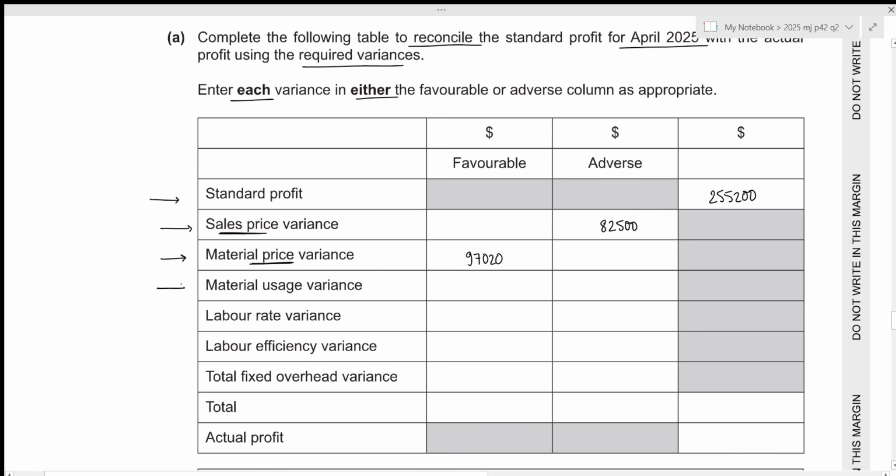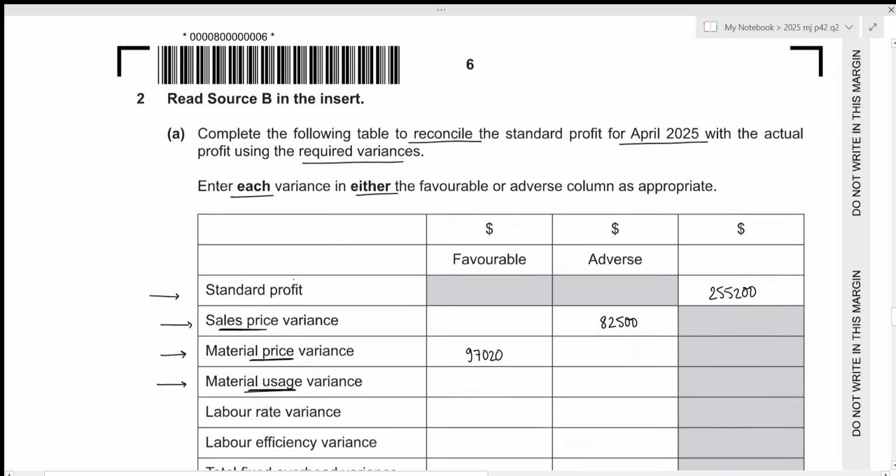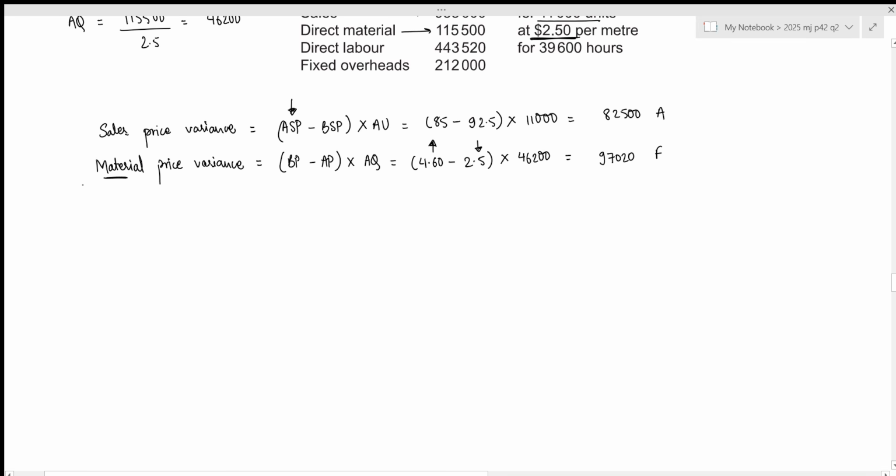Now we need to calculate the material uses variance. So in this case, we will be comparing the actual quantity to the budgeted quantity. So we have the material uses variance. So in this case, we will be comparing the budgeted quantity, but this will be the budgeted quantity per unit minus the actual quantity per unit. Then we multiply it by the budgeted price per meter. Then we multiply it by the actual units.